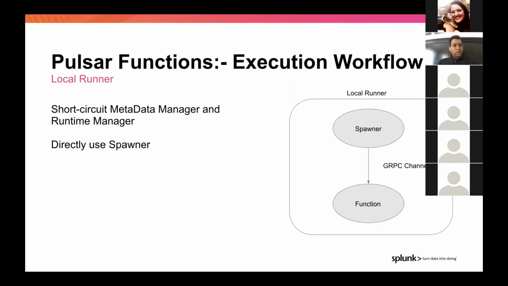Anyone who has played around with functions knows that there is something called a local runner, right? The local runner is nothing but this same spawner, right? The local runner bypasses the function metadata manager, bypasses the function runtime manager. It directly runs the spawner, and the spawner basically does everything the same way.